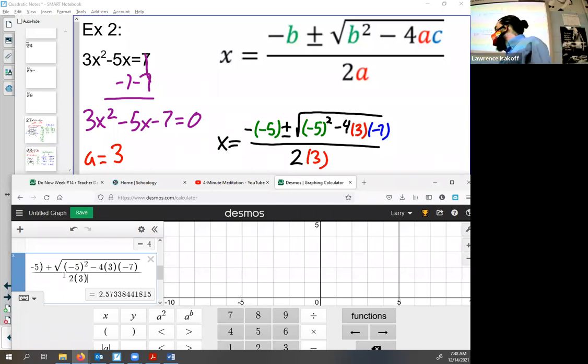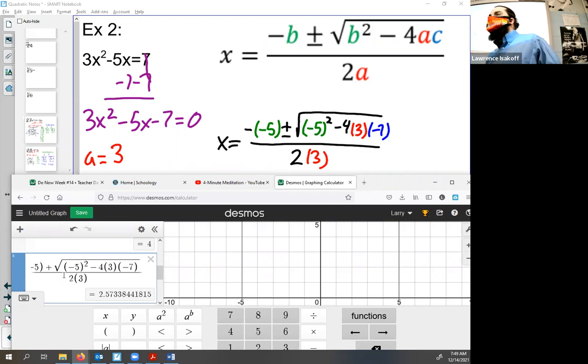So here with this, I get a number. This is not a very nice decimal, is it? This is showing me this is actually a problem I couldn't factor. And let's look at it. If I did 3 times 7, that gives me 21. So my only options for that are 1 and 21, 3 and 7, neither of which can make me a 5. So this one forced us to use the quadratic formula here.